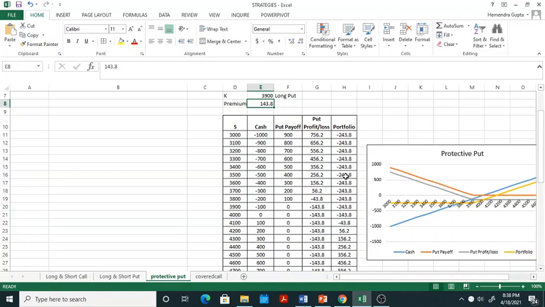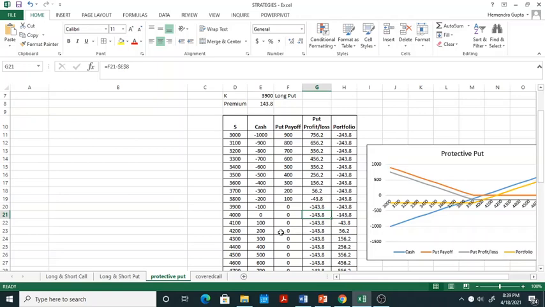Let's take another situation, maybe 4,000. In that case, I have no profit or loss on my cash holding. This is an at-the-money transaction. I may exercise my put or I may not exercise my put. It doesn't matter, but I have paid the premium. So my overall loss in this case will be the premium which I have paid, which is minus 143.8.